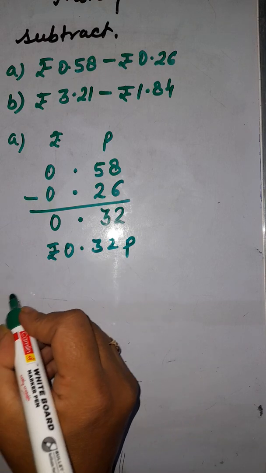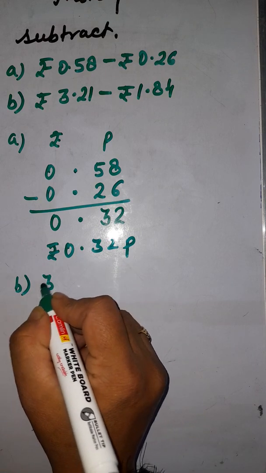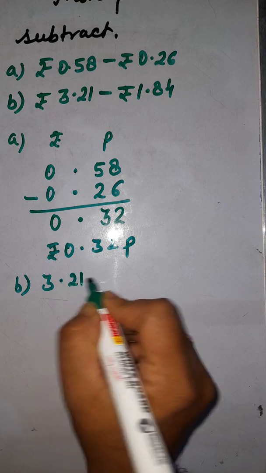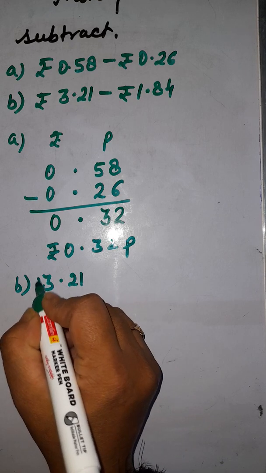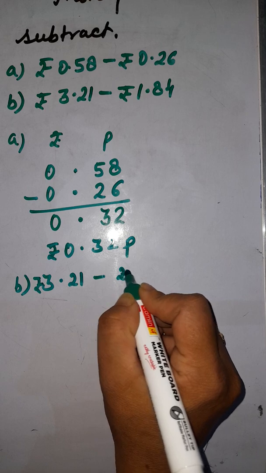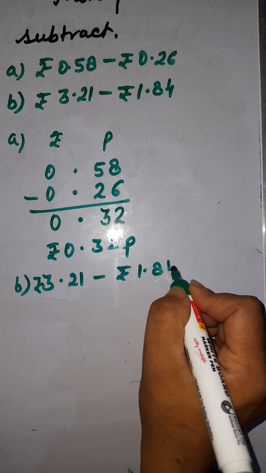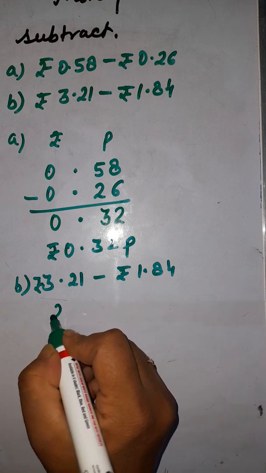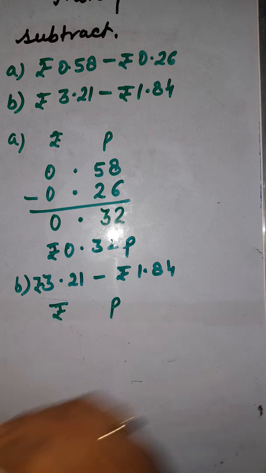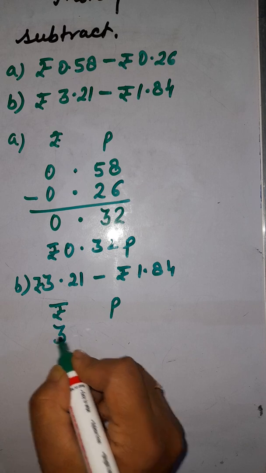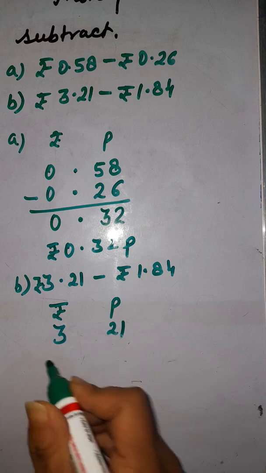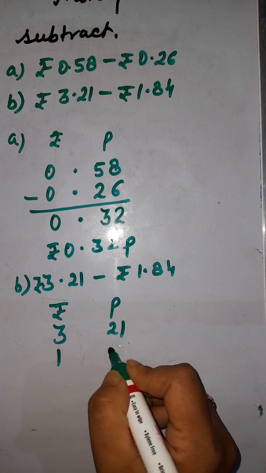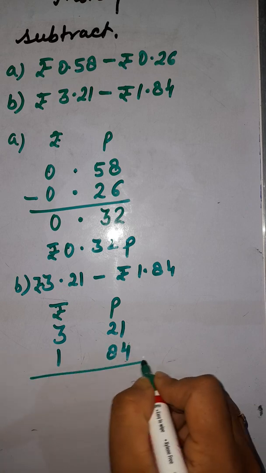The next example is 3.21. It means rupees 3 minus rupees 1.84. The decimal point separates the rupees and paise. Now this is the rupees column and this is the paise column. Here 3 and 21 paise, rest 1 and 84 paise.